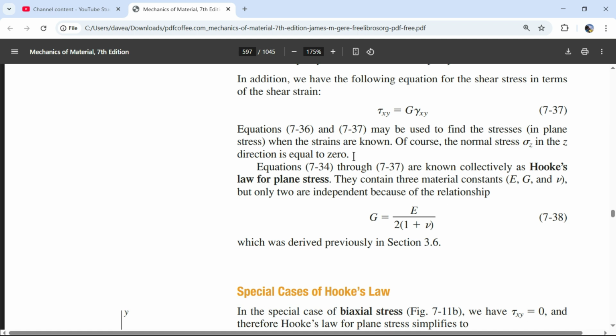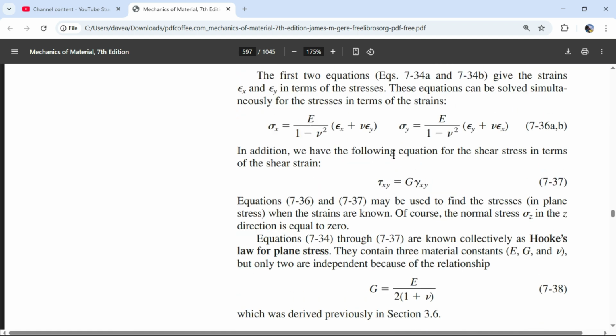All right, equations. These two equations, and this equation, may be used to find the stresses in plane stress when the strains are known. Maybe used to find the stresses. Oh yeah, so there you go.